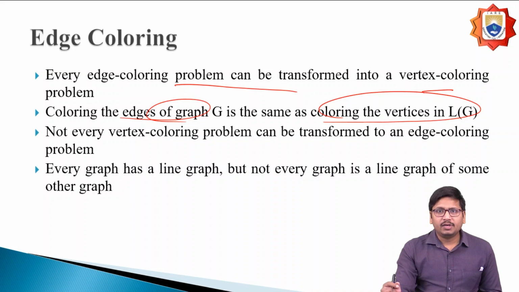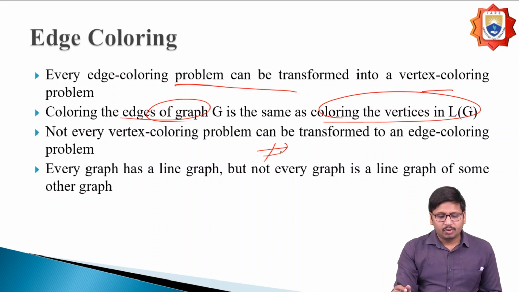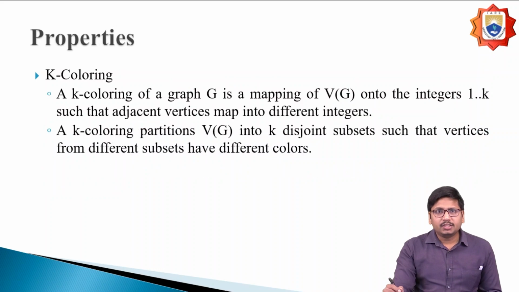So not every vertex coloring problem can be transformed into edge coloring. The vice versa is not possible in this case, because not every graph has a line graph. So the next one is K coloring.